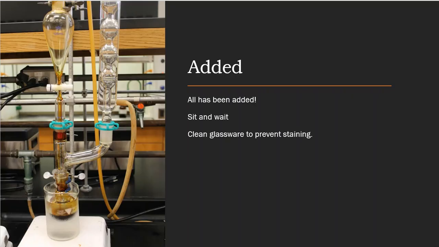So at this point, everything has been added for my separatory funnel from up above. And now I just have to sit and wait. The lab directions do tell me, though, take this separatory funnel off, and take this Claisen off, and go rinse them. Go wash them.